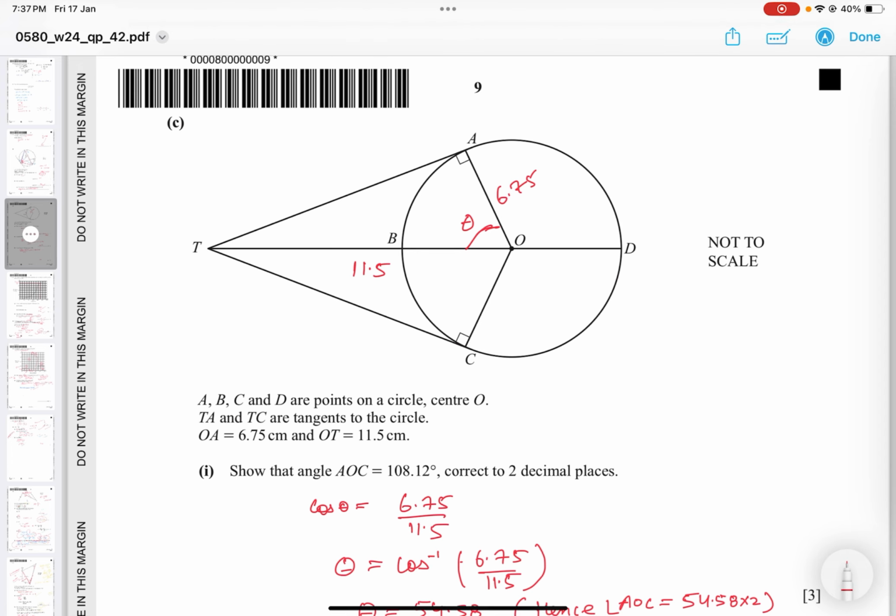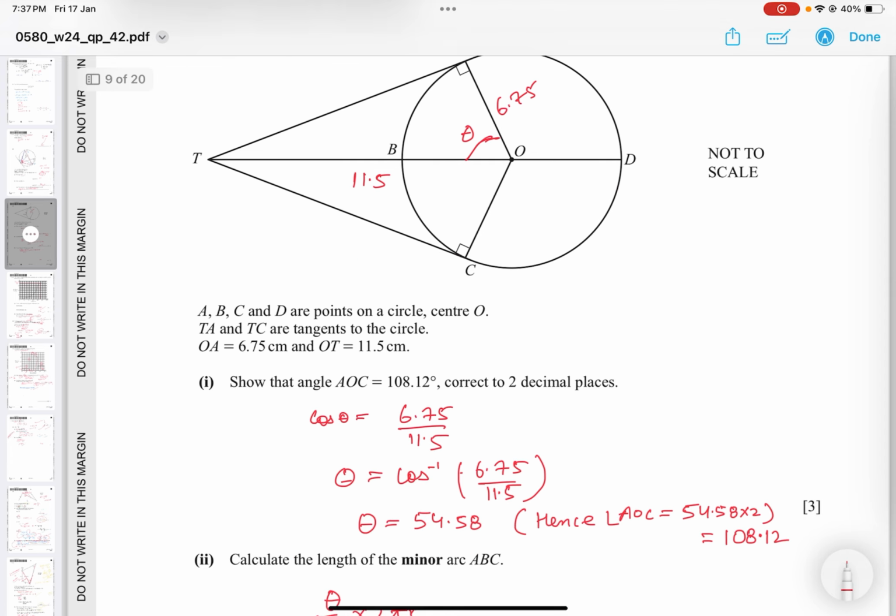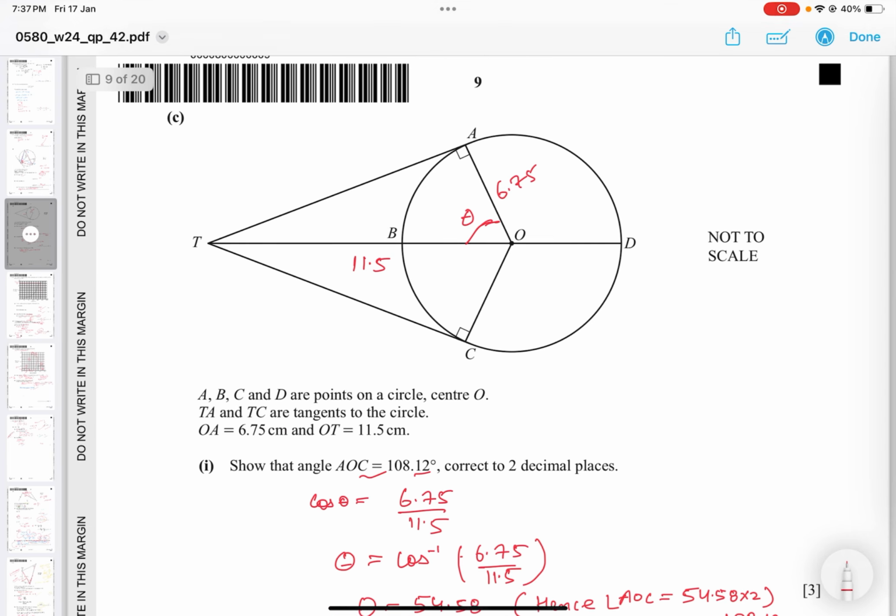Now, look at this question. A, B, C are points on a circle, center O. TA, TC are tangents to the circle, so that angle AOC is this much. First of all, you should know that these two triangles are congruent because tangents drawn from a point are of the same length, radii are equal, and 90-90. These two triangles are congruent. That means this angle equals this angle by CPCT, congruent parts of congruent triangles.